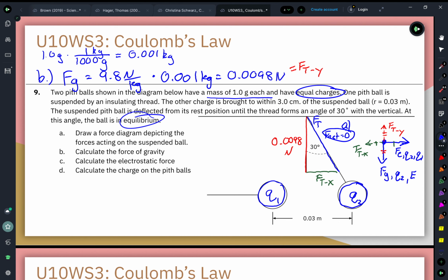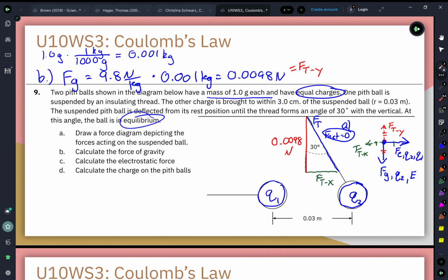But the reason why I'm representing this as a triangle is so that for part C, where we are calculating the electrostatic force, we're going to be looking to quantify this value over here on the right side of our force diagram. But we can't do that because while we do know the radius, we do not know the values of the charges. So we can't use Coulomb's law to quantify that. Instead, we'll need to determine the magnitude of our horizontal component of the force of tension, and then set those equal to each other to determine what that electric force is going to be.